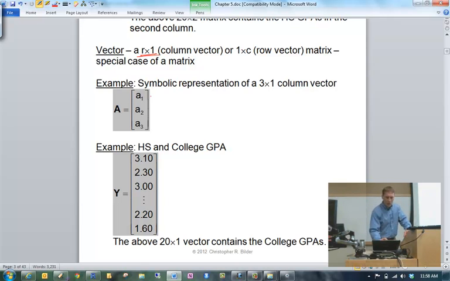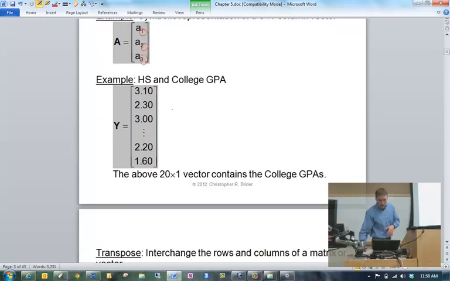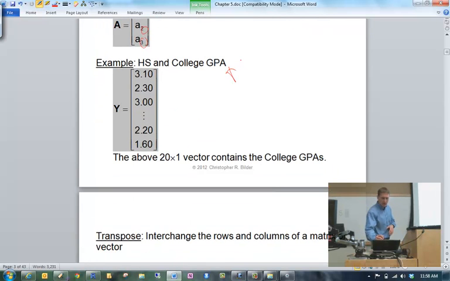Sometimes you'll see, when we have a vector, the second subscript for those elements will be dropped. Just please note that. When we do this in regression analysis, in particular the high school and college GPA, we will have a vector called Y. Y is going to contain all of our response variable values.